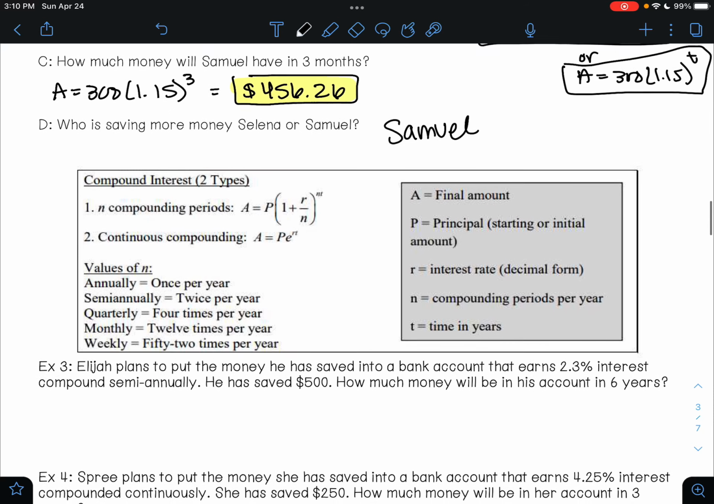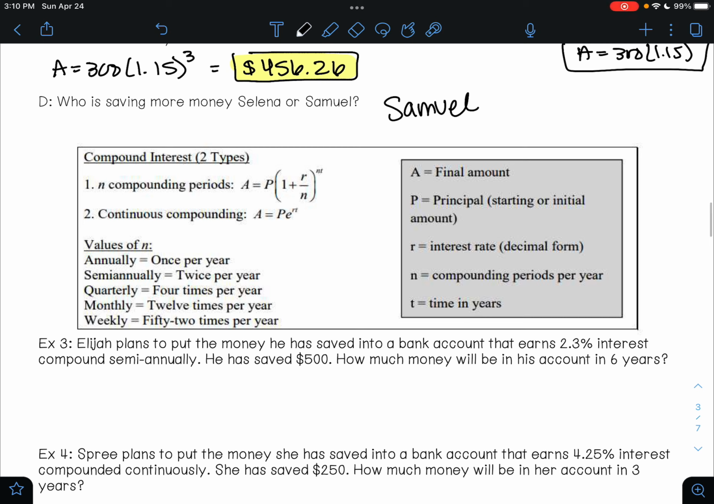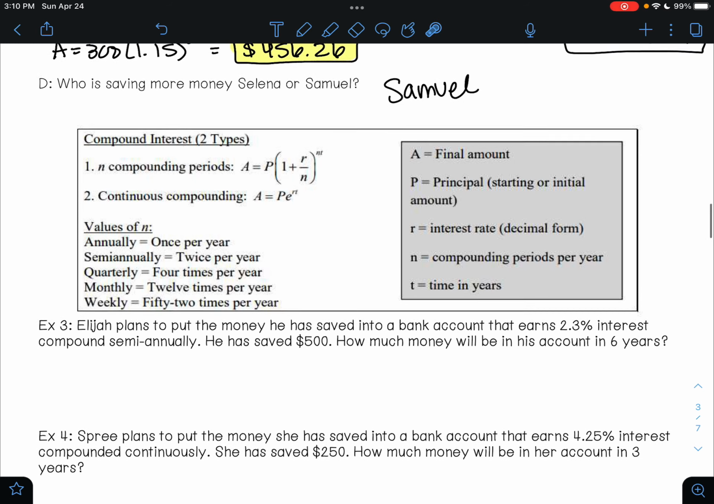Now, when we're talking about compound interest, these are the different formulas that we learned about. If you're compounding over n compounding periods, then this is the formula that you're using. If you're compounding continuously, then this is the formula that you are using. These are your different values of n, and this is what all of those variables mean. This is what we went over back when we talked about exponential equations and functions back in Unit 5.